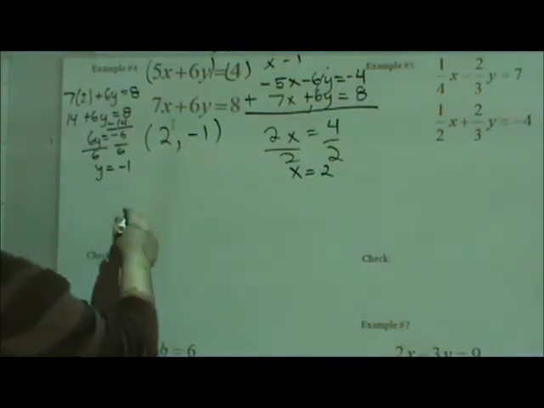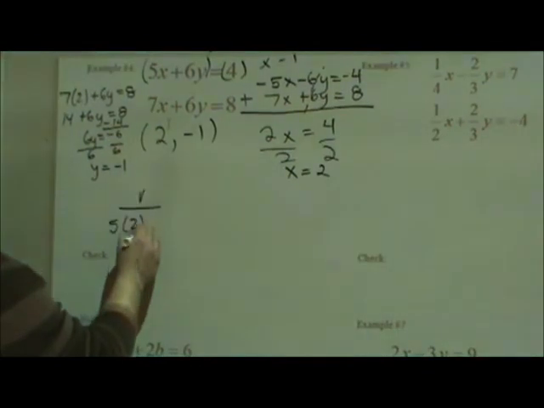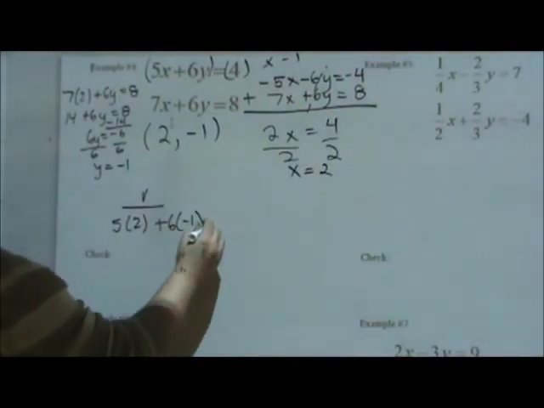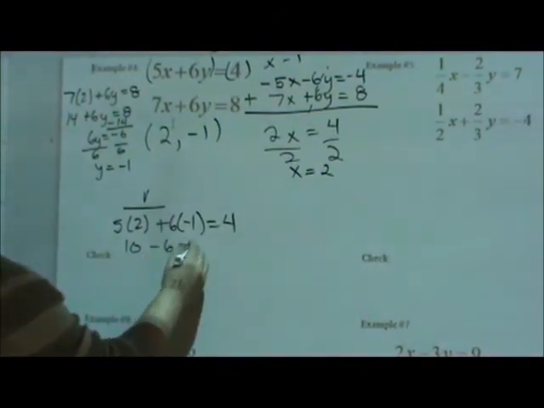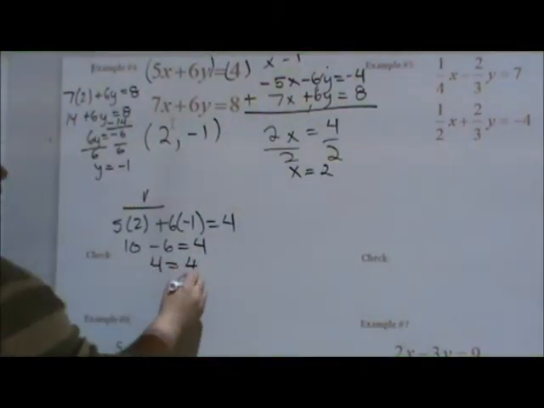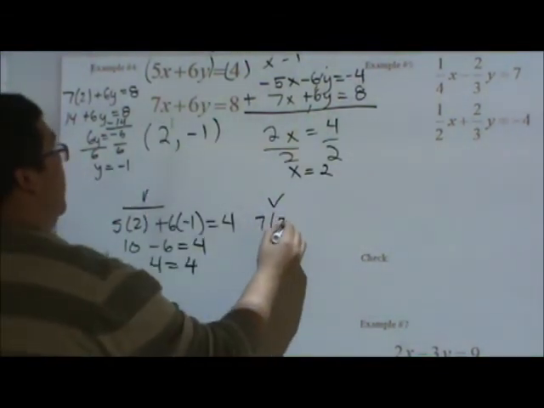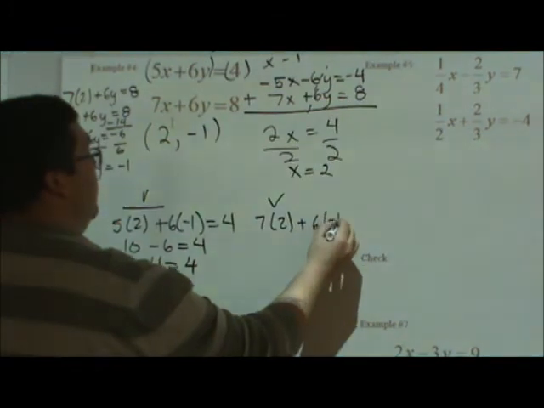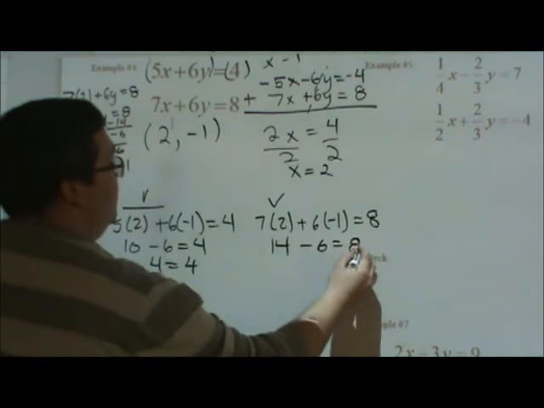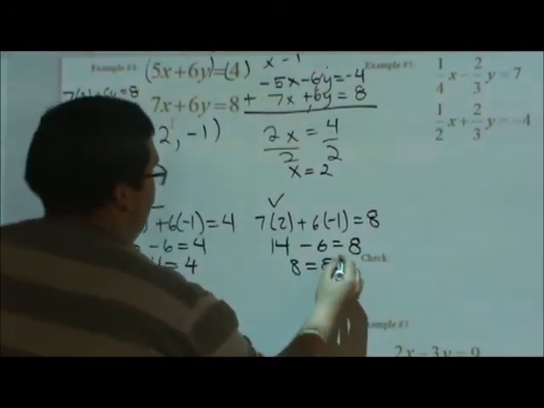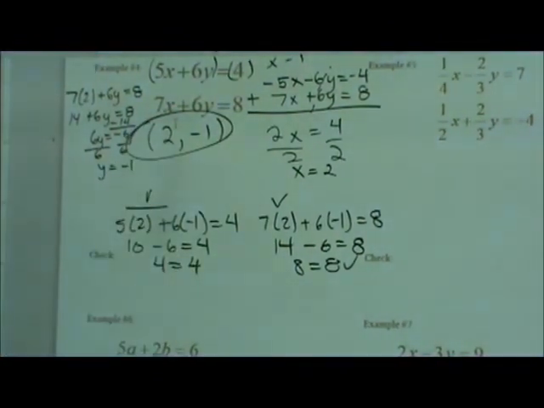Check here. 5 times 2 plus 6 times -1 equals 4. 10 minus 6. Would you look at that? Does check. Check the second equation. 7 times 2 plus 6 times -1 equals 8. 14 minus 6. Would you look at that? They both check out, and our final answer works out.